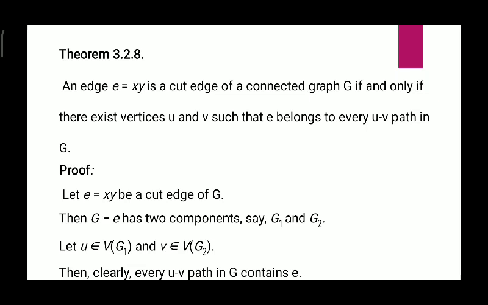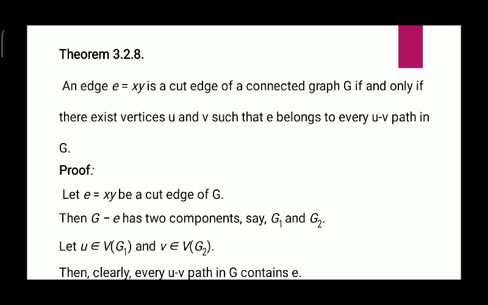Hence the proof. Next we have another theorem. An edge E equal to xy is a cut edge of G, where G is a connected graph, if and only if there exist vertices U and V such that E belongs to every UV path in G. This is the result of the previous theorem. In case I define edge E as a cut edge of G, then G minus E has two components, say G1 and G2.